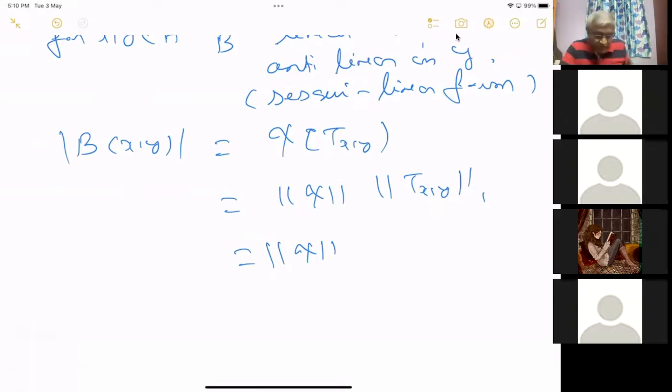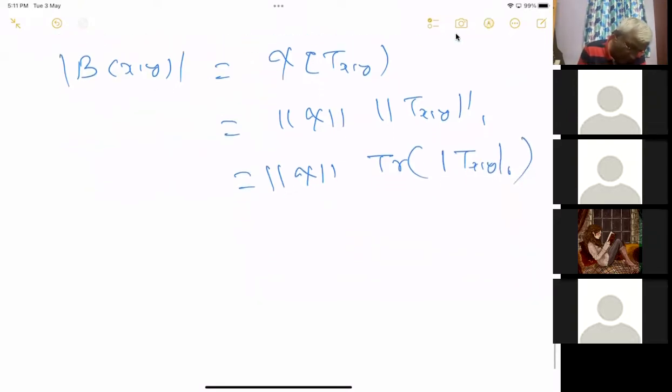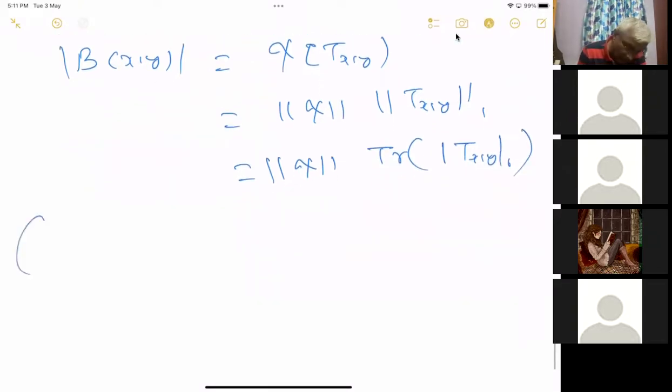I have defined b(x,y) as chi of T_{xy}. And that is by definition of the bounded linear functional, that is less than or equal to this, because it's a bounded linear functional on trace class operators. So then this is just the trace norm, right? So that is equal to trace of mod T_{xy}. Now I have to compute mod T_{xy}. So what is mod T_{xy}?